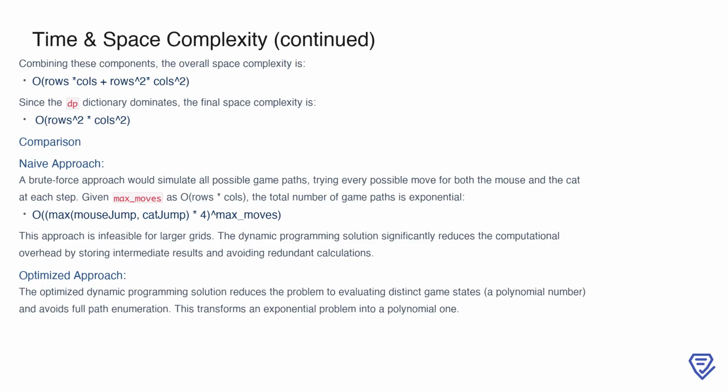To put this in perspective, let's compare this optimized solution to a naive brute force approach. A brute force method would simulate every possible game path by trying all possible moves for both the mouse and the cat at each step. Given that the maximum number of moves is O(rows * cols), the total number of game paths in a brute force solution would be exponential, specifically O((max(mouse jump, cat jump) * 4)^max_moves). This exponential complexity makes the brute force approach infeasible for larger grids.